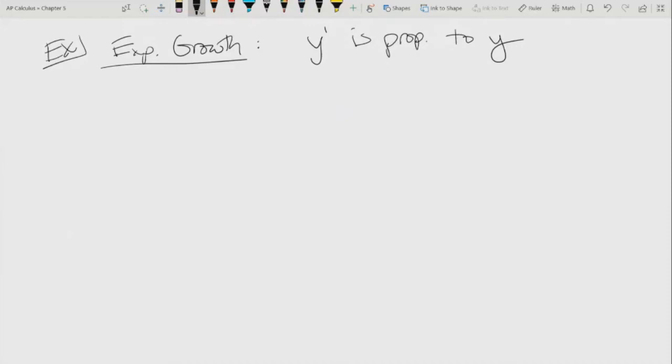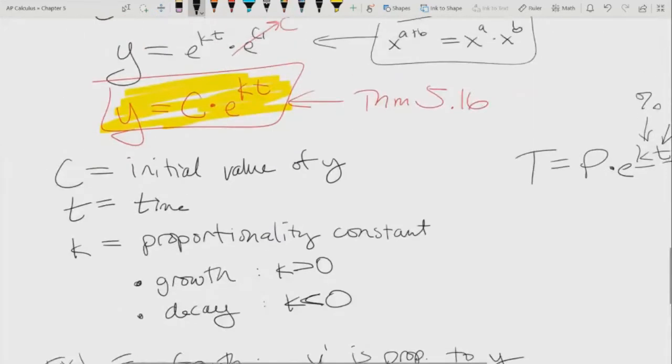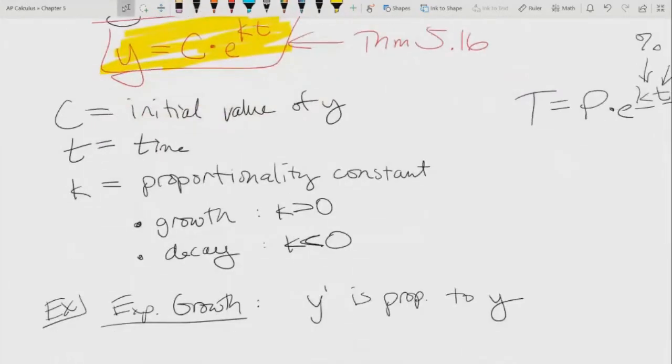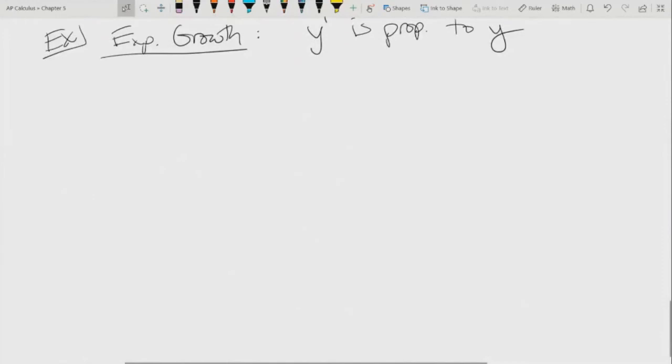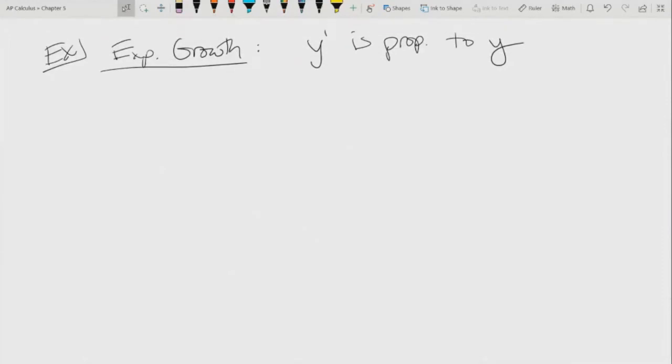Now we have a situation where we can use this formula here, the one I have highlighted. That's all that's telling us. So if I say that is true, we can apply that. And we're really saying y prime is equal to ky. So just keep that in mind.